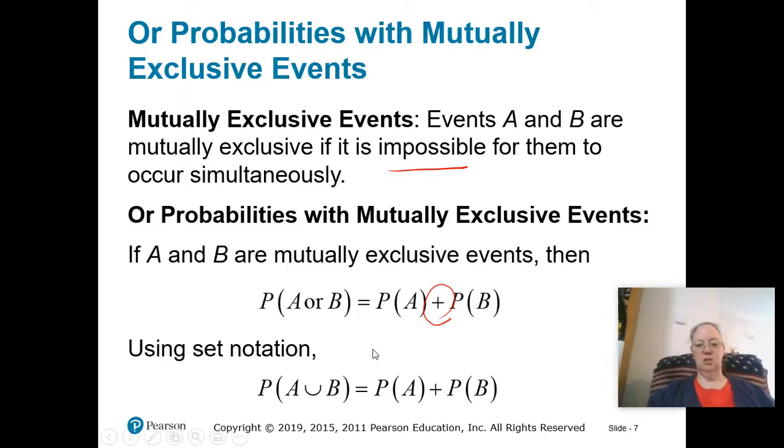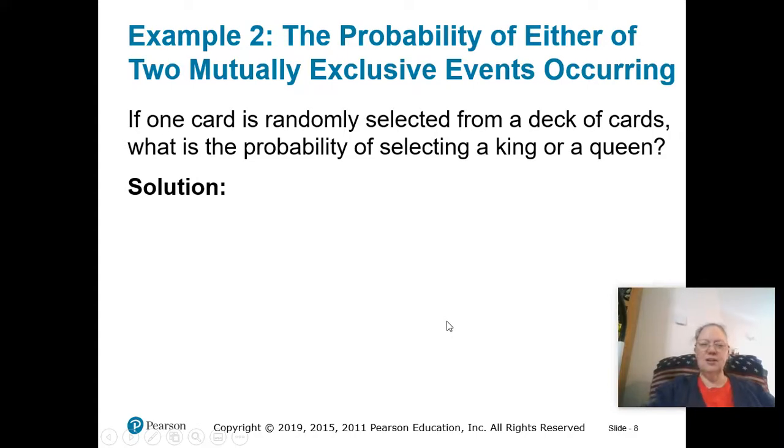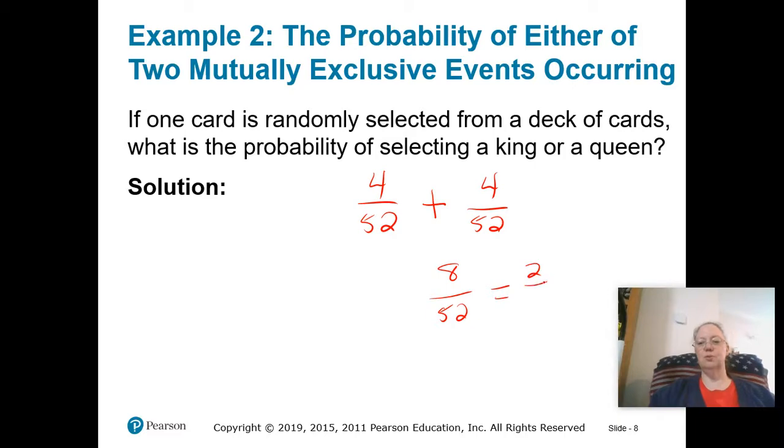And let's do an example. If one card is randomly selected from a deck of cards, what is the probability of selecting a king or a queen? So again, the probability for a king is 4 out of 52. The probability of a queen is also 4 out of 52. And if I want a king or a queen, I would add those two probabilities together and reduce like that. All right.